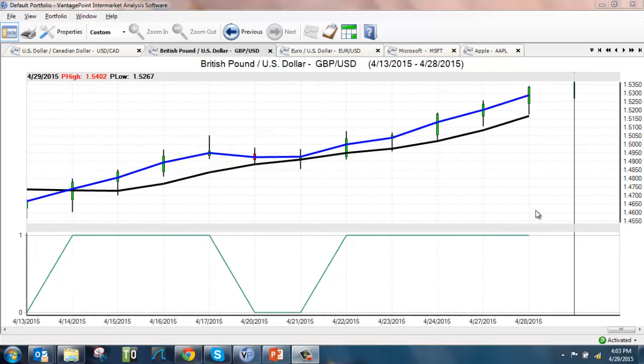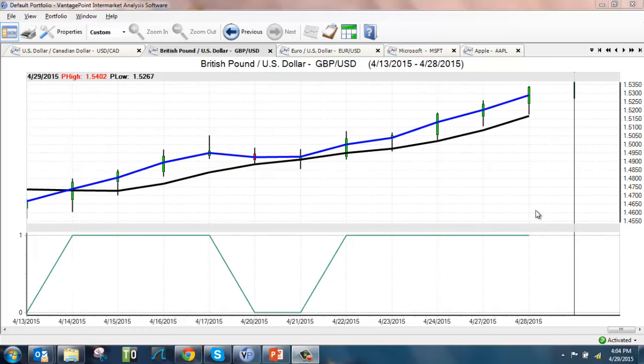We're going to spend a little bit of time talking about the global markets and how VantagePoint is doing global market analysis, and how you can use that information to actually forecast and predict what the stocks or the currencies or the markets that you're trading are expected to do over the next 1 to 3 days.